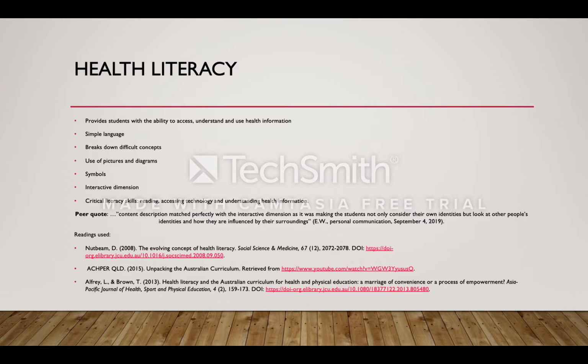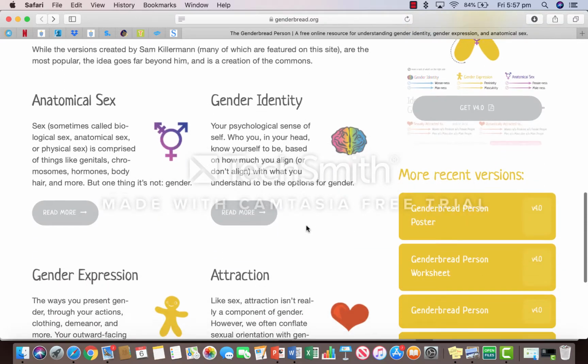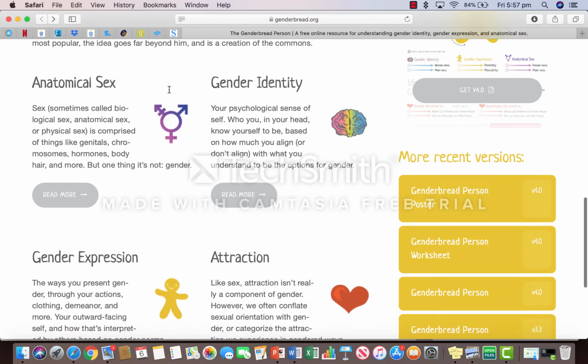The next HPE proposition is health literacy, which the genderbread person contains a lot of. The whole resource itself is providing students with the ability to access and understand to use the health information about gender in order to promote and maintain health and well-being. The website uses very simple language and really breaks down the different concepts that can be very difficult to grasp.